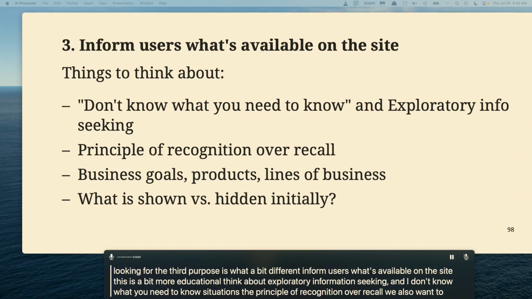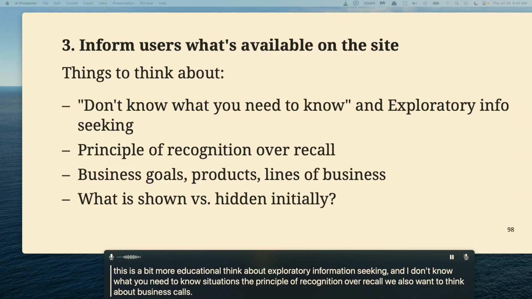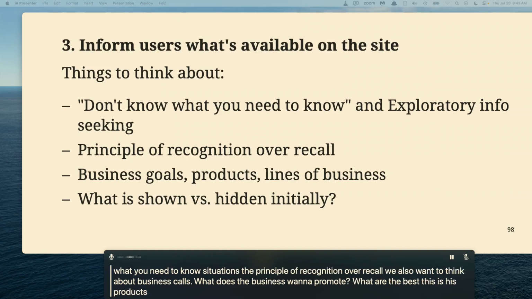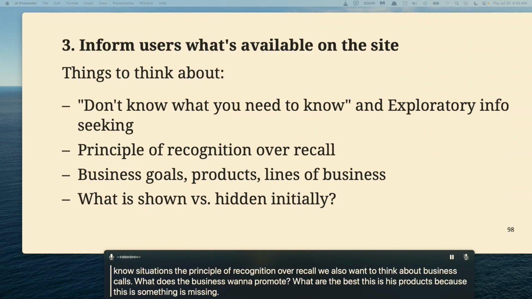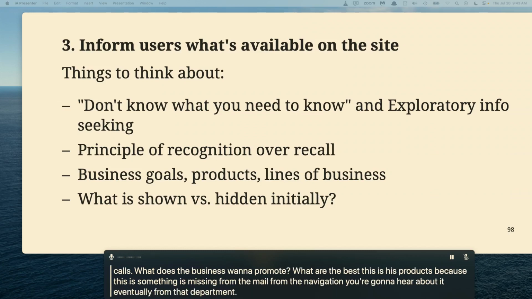We also want to think about business goals. What does the business want to promote? What are the business's products, lines of business? If something is missing from the navigation, you're going to hear about it eventually from that department. And then what is shown versus hidden initially.